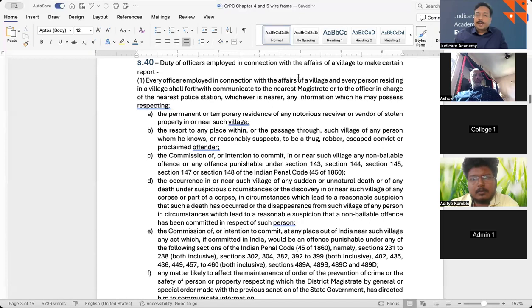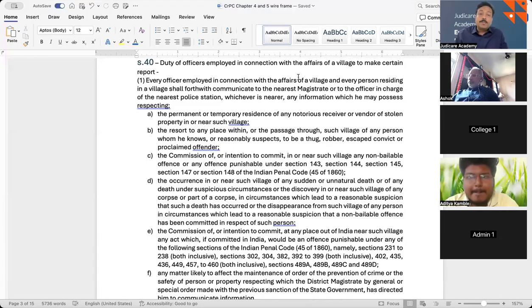Coming to section 40. Duty of officers employed in connection with the affairs of a village to make certain reports. Now, why is this section there under the aid to magistrate and police? Because these officers, in this particular class of people which we'll know shortly, are not police and not magistrates, but they are still village officers, and they take care of the affairs of the village.